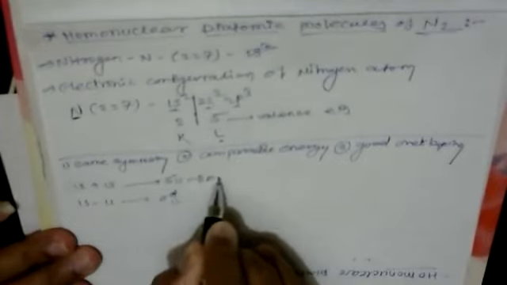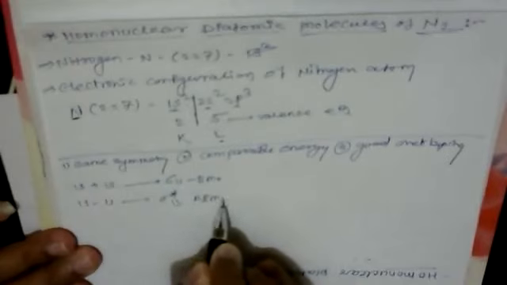Taking symmetric orbitals, the 1s orbital overlaps with the 1s to form sigma 1s. Negative overlap forms sigma star 1s. This is the bonding molecular orbital, and this is the anti-bonding molecular orbital. Similarly, the 2s orbital overlaps with the 2s orbital to form sigma 2s, the same as a BMO. And negative overlap forms sigma star 2s.